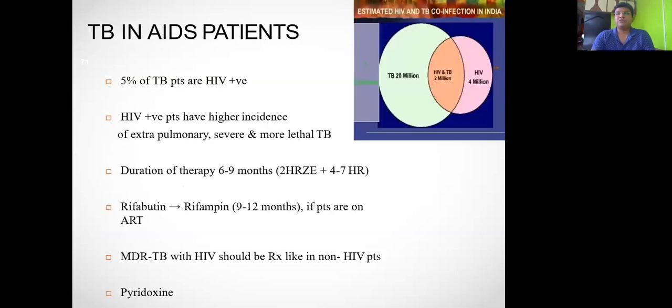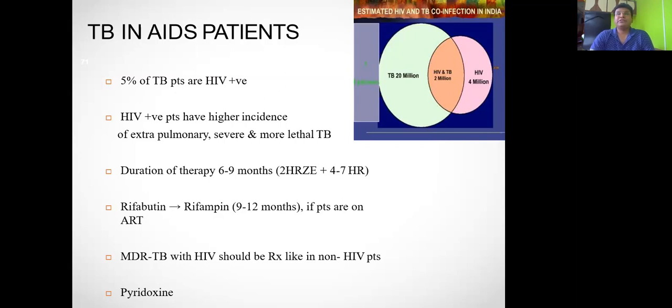Then tuberculosis in AIDS patients. As I already told you, tuberculosis was primarily said to be a disease of the low socioeconomic groups, the people who stay in crowded environments in the slums. But now tuberculosis is associated with HIV infection, and all TB patients have to be screened for HIV. 5% of TB patients have HIV positivity, and HIV positive patients have a higher incidence of extrapulmonary tuberculosis, and more severe and lethal forms of tuberculosis.